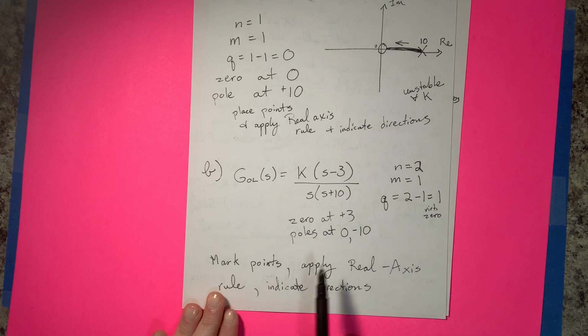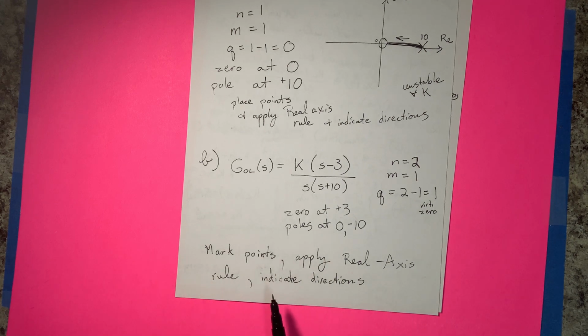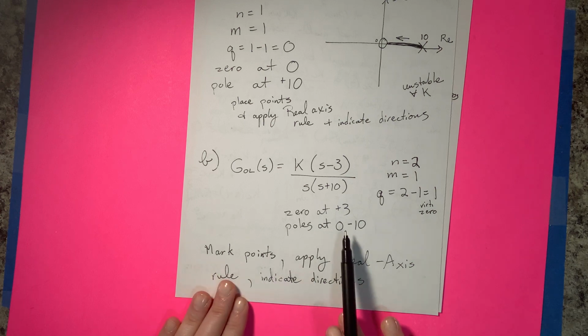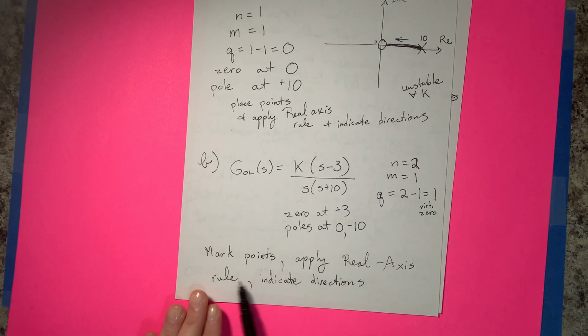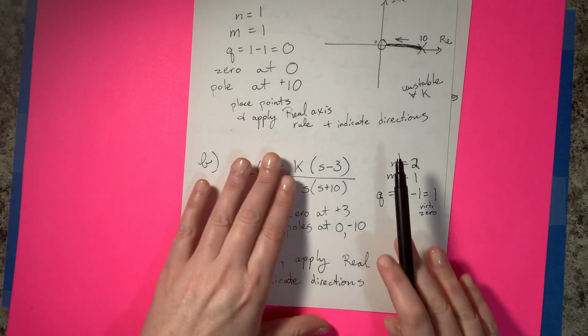All right, so the order of what you should do in this problem to complete the sketch: first, mark the points. That is the positive 3, the 0, and the negative 10. And then we'll apply the real axis rule and indicate the directions.